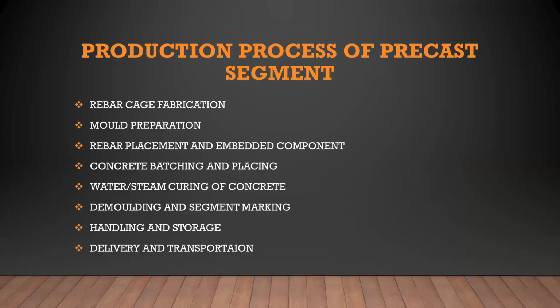Production process of precast segment. First of all, the rebar cage fabrication. The rebar cage fabrication will be done with the help of jigs. Next, mold preparation. There should not be any dust, oil, or any foreign material available on the mold. So the mold should be cleaned.